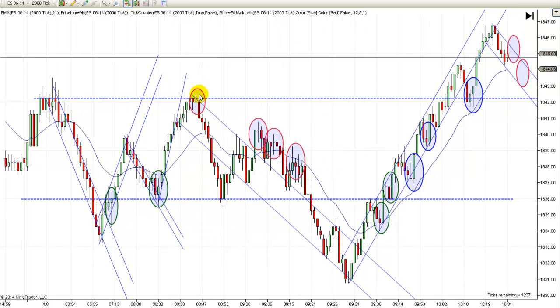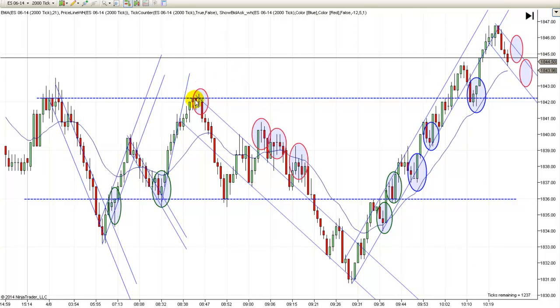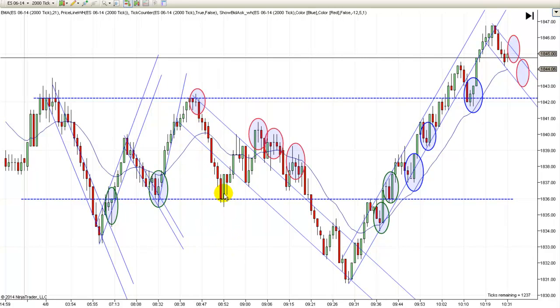But it's a double top at a strong resistance area, and you're way away from the EMA. It's a little bitty doji, a chance to get in with a lot of room back to the EMA. And again, you don't know that it's going to do this, but it does.